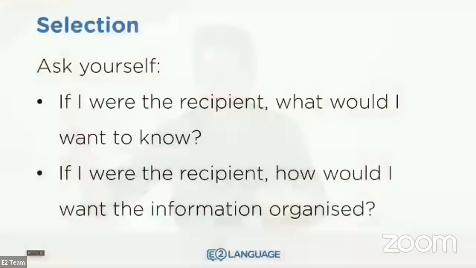Which part of the medical history, which part of the diagnosis, what would the physio want to know? Which ones are relevant, which ones are irrelevant? Okay, so that's the first question you need to ask yourself. The second question you need to ask yourself is, if I were the recipient, if I were the physiotherapist, how would I want the information to be organized in terms of priority?